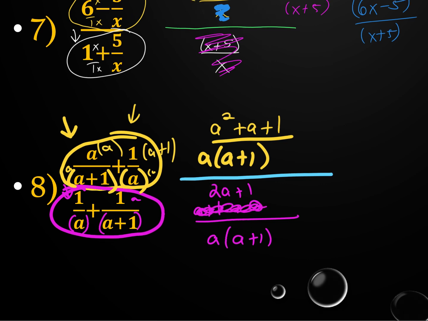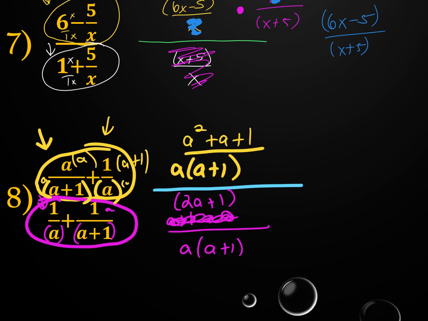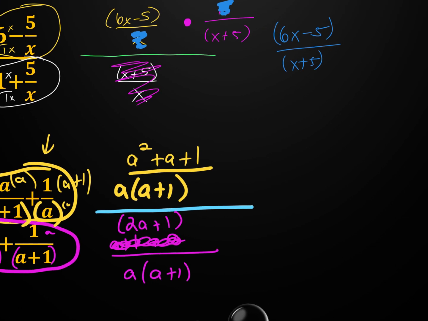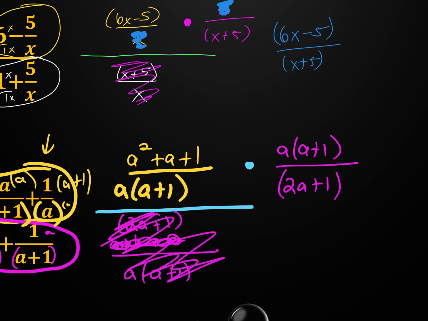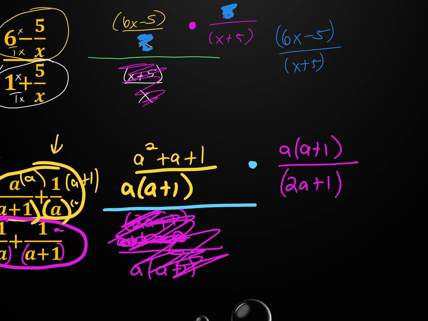Now that you have everything simplified, your addition and subtraction problems in your numerator and denominator, you just keep, change, flip. So I'm going to keep a squared plus a plus 1 divided by a times a plus 1. I'm going to change to multiplication, and then I'm going to flip. So a times a plus 1 comes up, and 2a plus 1 goes down. Now, do you have anything, guys, that is exactly the same in a numerator and denominator? A plus 1. Good. What else?